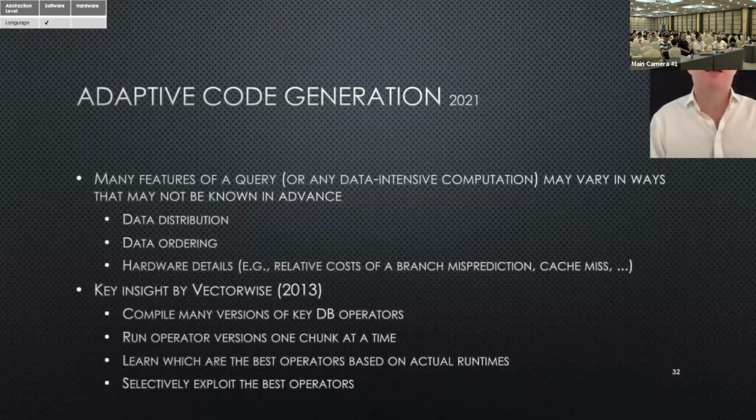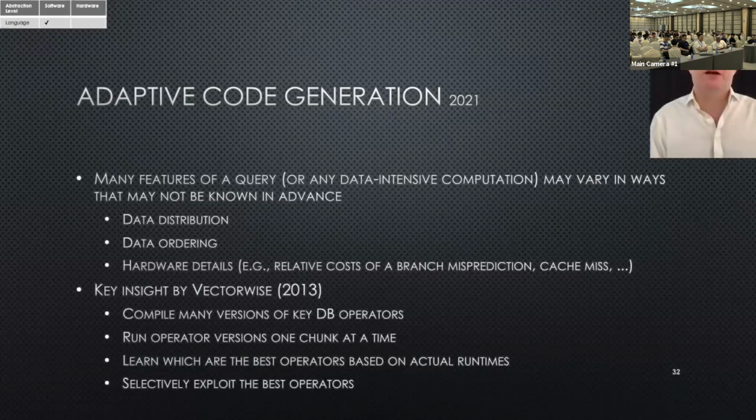VectorWise in 2013 made an important insight, and they observed that there were variations of this kind which they had trouble predicting. And so what they did was to compile many versions of different database operators and have a repertoire of different compiled versions. They would then run those operators on chunks of the data at a time, measure the actual performance cost, and effectively learn which plan happens to work well on the data currently being seen and on the hardware currently being used, and to selectively exploit the best operator for the current data.